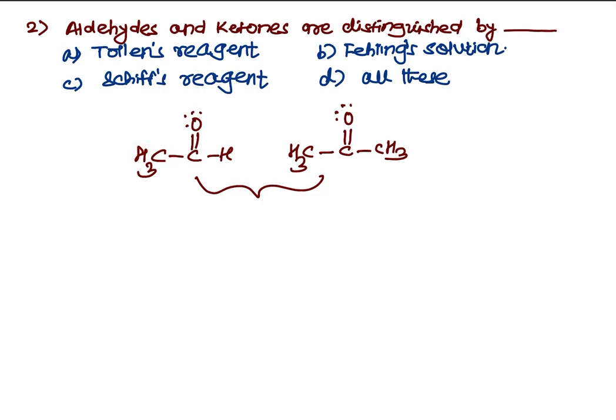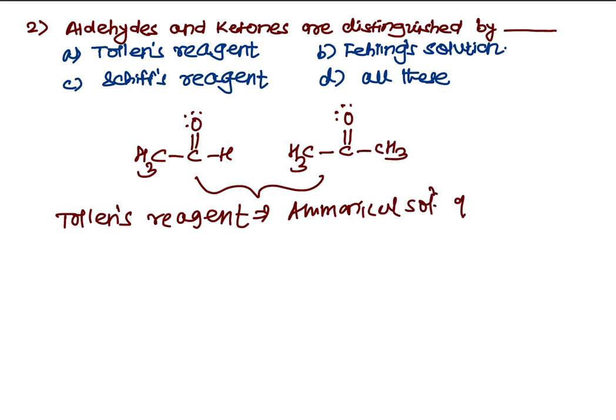Now the question arises, what is Tollens reagent? Tollens reagent is an ammoniacal solution of what? Silver nitrate. Tollens reagent is an ammoniacal solution of silver nitrate.